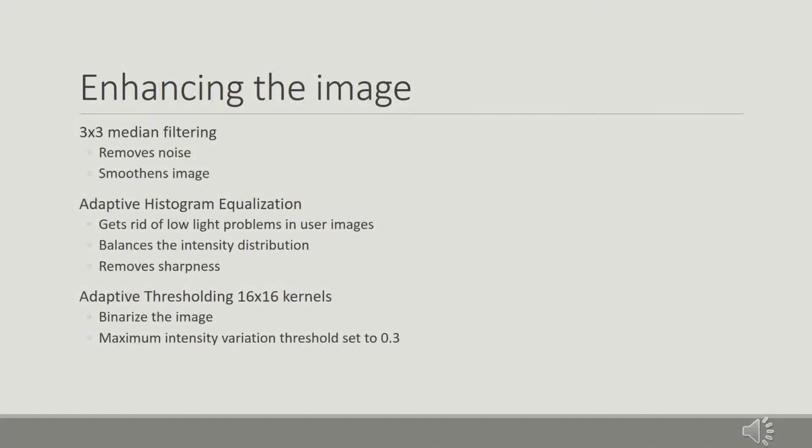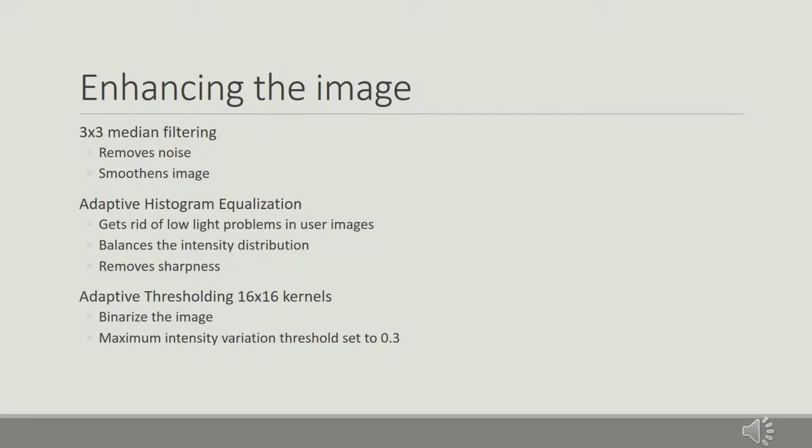Now, as I said earlier, there can be a lot of lighting problems in the image. When I talk about lighting problems, I mean some really bright or really dark areas in the images which are difficult to read from. So in order to get rid of that, we need to balance out the histogram of the intensities. If you do the histogram equalization, it will give proper lighting distribution across the whole image.